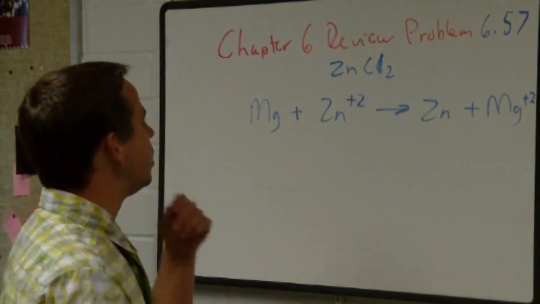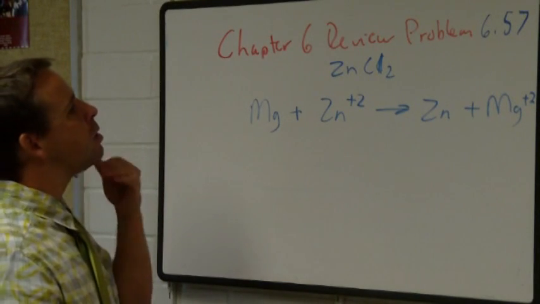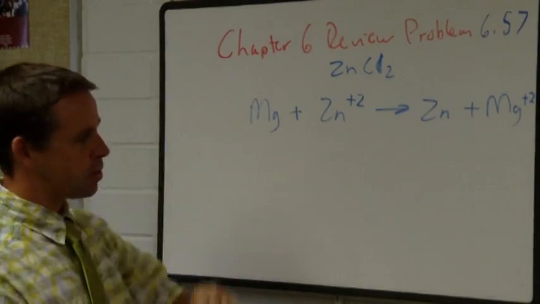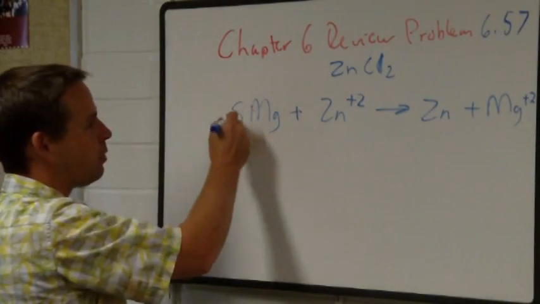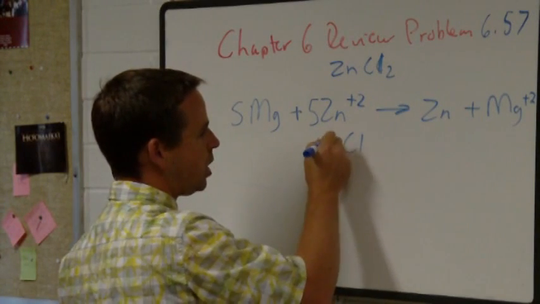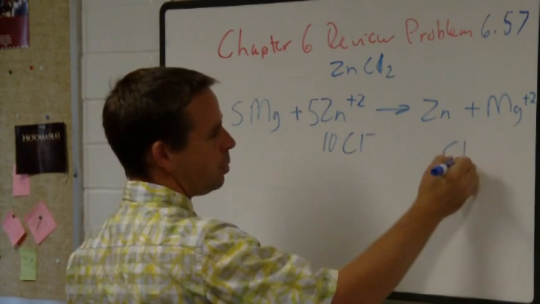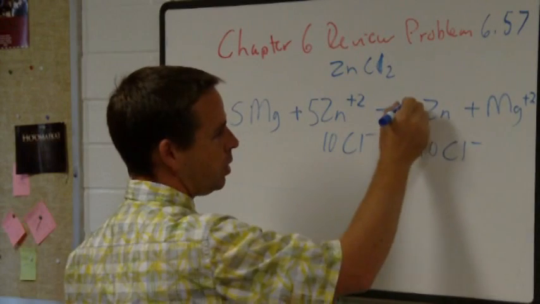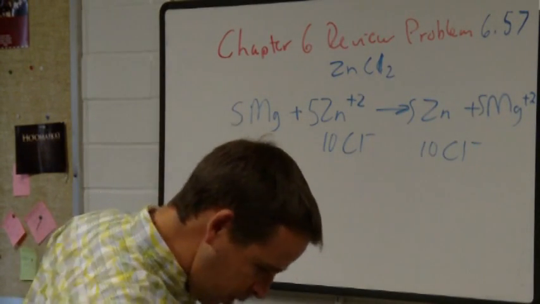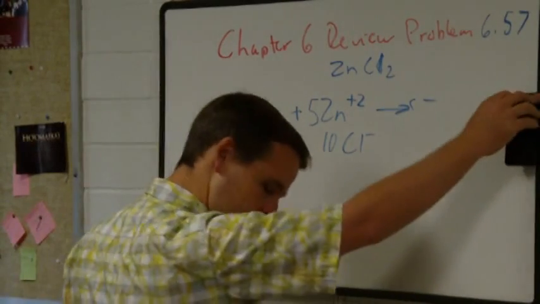Okay, so they wanted, this is correct, but what they did was they just said that there's 5 of these, and they also included the chloride ions, which there's 10 of them, and so there's going to be 10 chlorides at the end as well, and there's going to be 5 of these and 5 of these. So that's fine. 659.